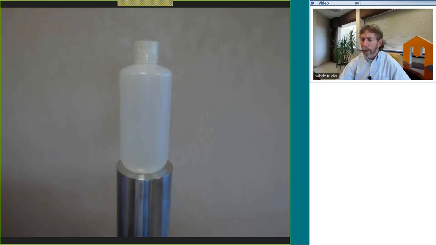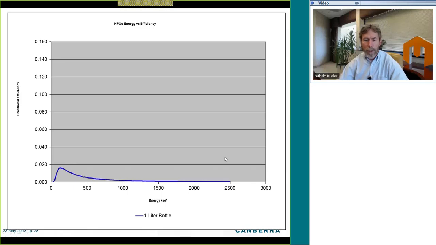We're going to look again at that curve. The efficiency curve shows a maximum absolute efficiency down here in about the 150 to 200 keV range of about 0.016 counts or observations for every gamma ray emitted from that sample, or a maximum absolute efficiency of about 1.6%.